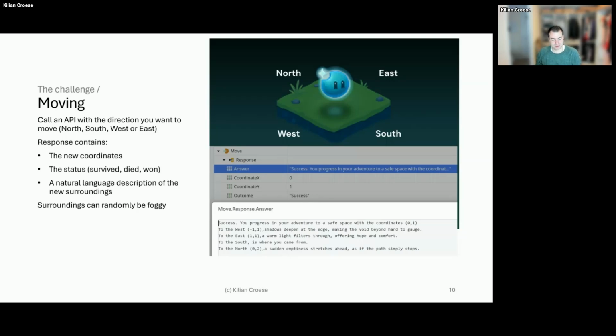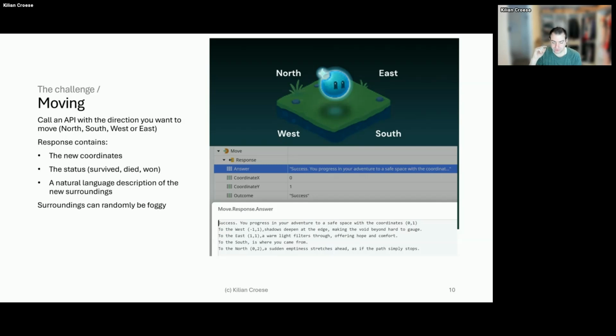Then moving, I touched upon it already a little bit. So how it works is that you call an API, you tell the API, hey, my agent should now move north or east or south or west. And then you would get back a response. And the image shows the response. So you get a natural text telling you that it was successful, that you proceeded, and basically how your new surroundings look like. And also something important to note here is that sometimes that surrounding can be foggy. So randomly, it will not tell you the nature of the cell that you're looking at.